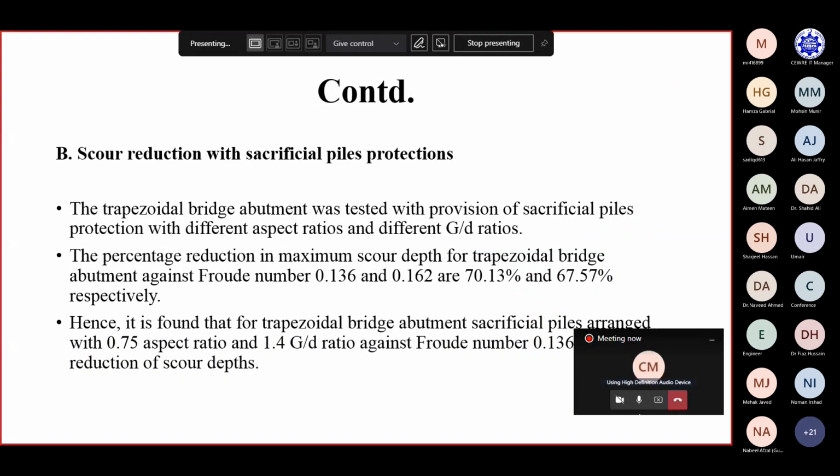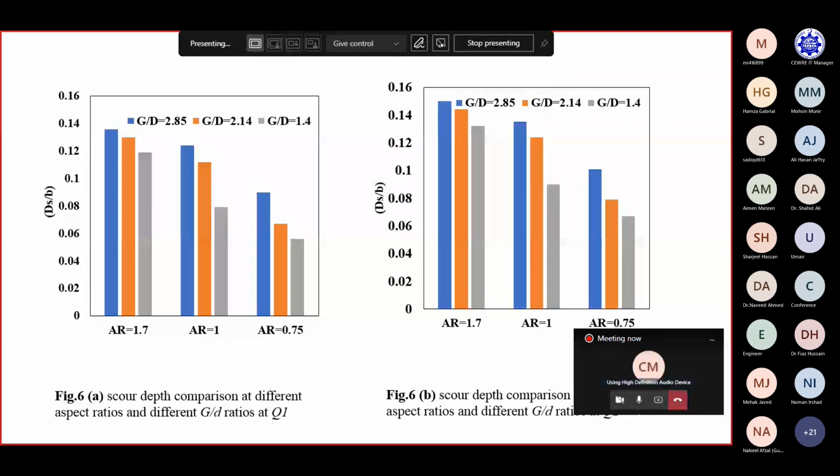Scour reduction with sacrificial pile protection. The trapezoidal bridge abutment was tested with sacrificial piles with different aspect ratios and different G by D ratios. The percentage reduction in maximum scour depth for the trapezoidal bridge abutment against Froude numbers 0.136 and 0.162 is 70.13% and 67.56% respectively. Hence, it is found that sacrificial piles arranged with 0.75 aspect ratio and 1.4 G by D ratio against Froude number 0.136 give the greatest reduction of scour depth. These graphs show scour depth comparison at different aspect ratios and different G by D ratios at discharge Q1 and discharge Q2.